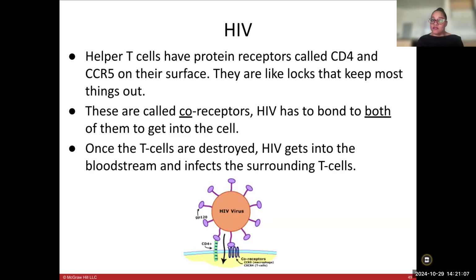HIV. Helper T cells have protein receptors called CD4 and CCR5 on their surface. They are like locks that keep most things out. These are called co-receptors. HIV has to bond to both of them to get into the cell. Once the T cells are destroyed, HIV gets into the bloodstream and will infect the surrounding T cells, specifically the surrounding helper T cells.